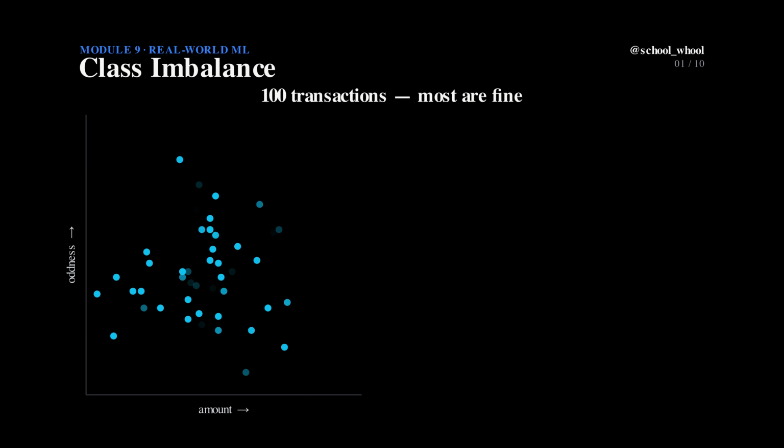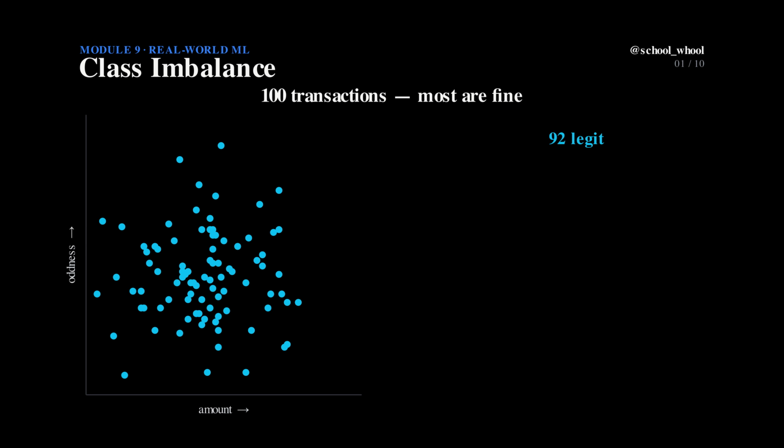Here are 100 transactions from a payment system. Each dot is one transaction. Almost all of them are perfectly ordinary, 92 legitimate payments. But hidden among them are 8 fraudulent ones. Just 8. 8% of the data, and yet catching them is the entire reason this model exists.